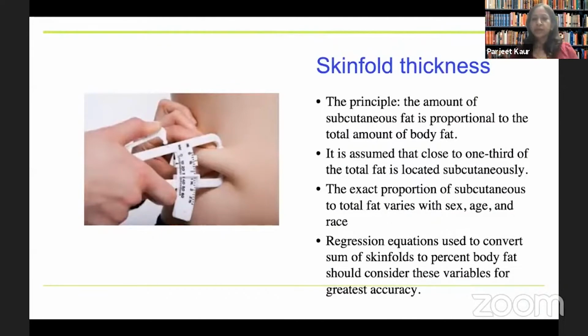Skin fold thickness also measures the percentage body fat. The principle is that the amount of subcutaneous fat is proportional to the total amount of the body fat. And it is assumed that close to 1/3 of the total fat is actually located subcutaneously. Again, the exact proportion of subcutaneous to total fat will vary depending upon the sex, age, and race as well. So the equations which are used to convert the sum of these skin folds to percentage body fat should take into account these factors for a better accuracy.